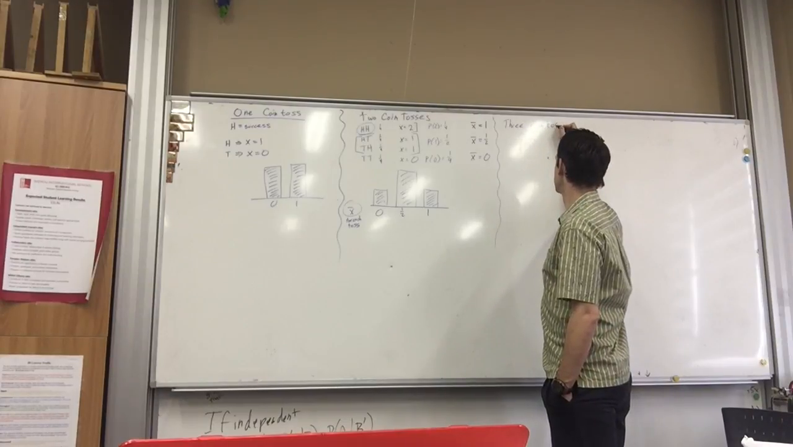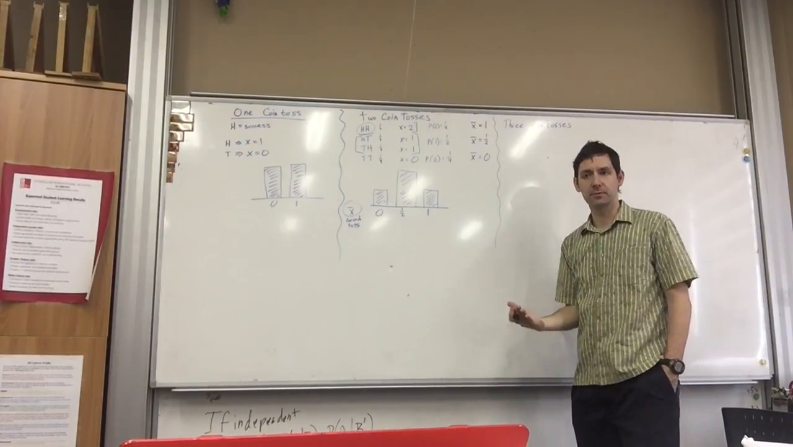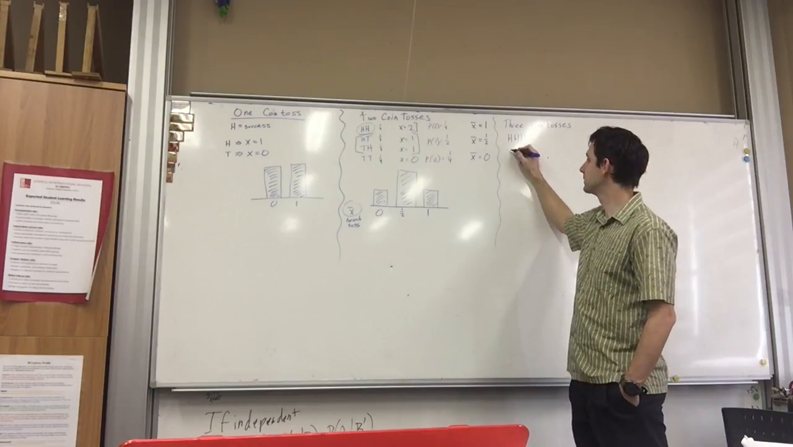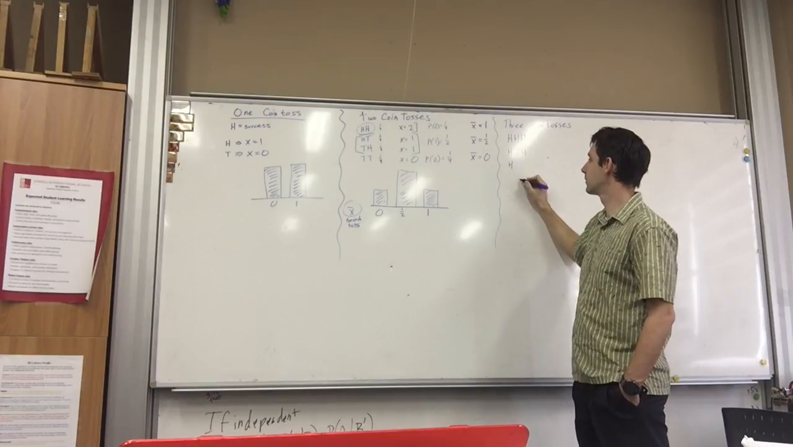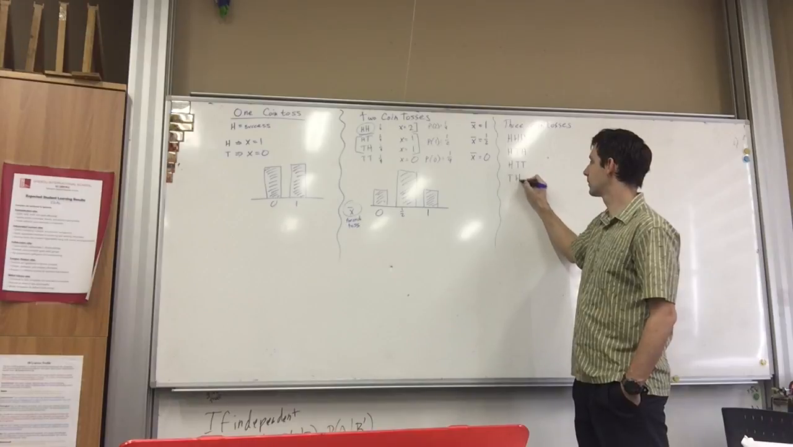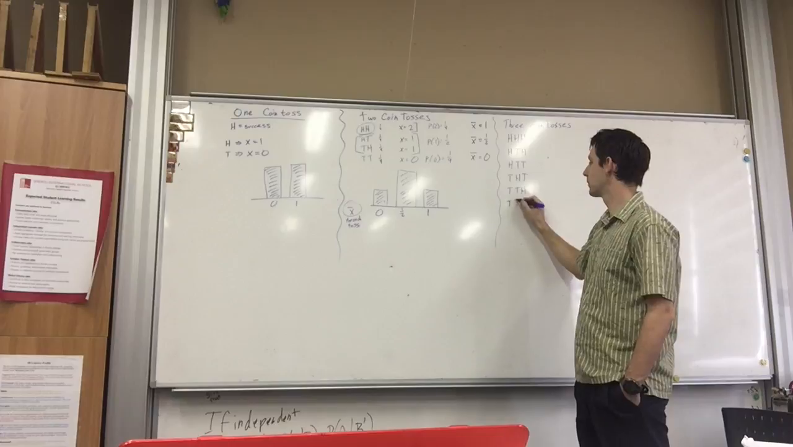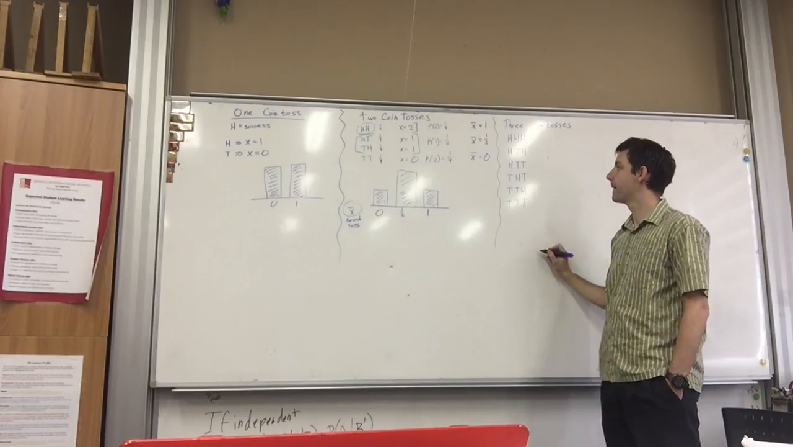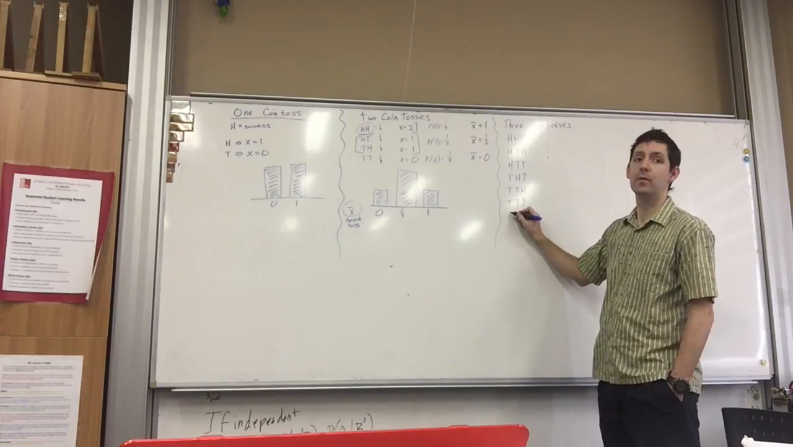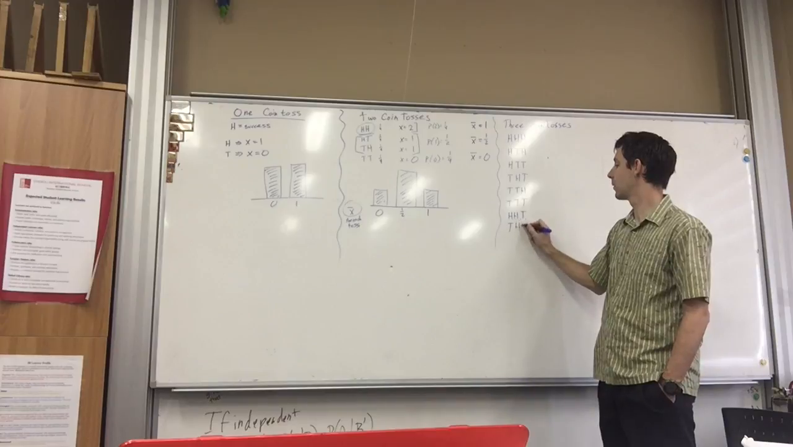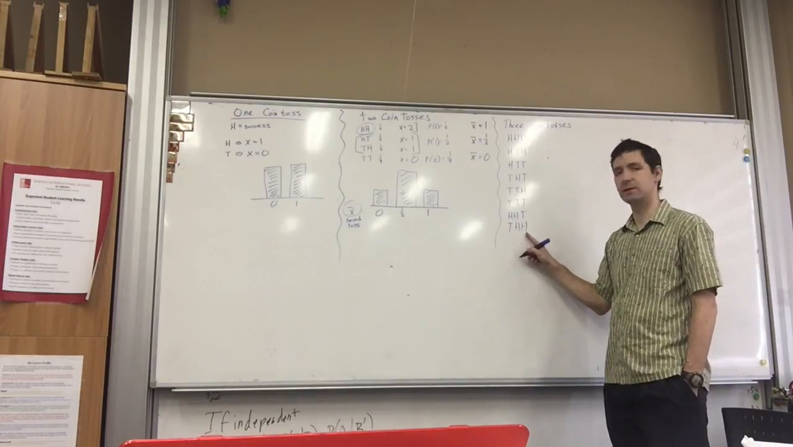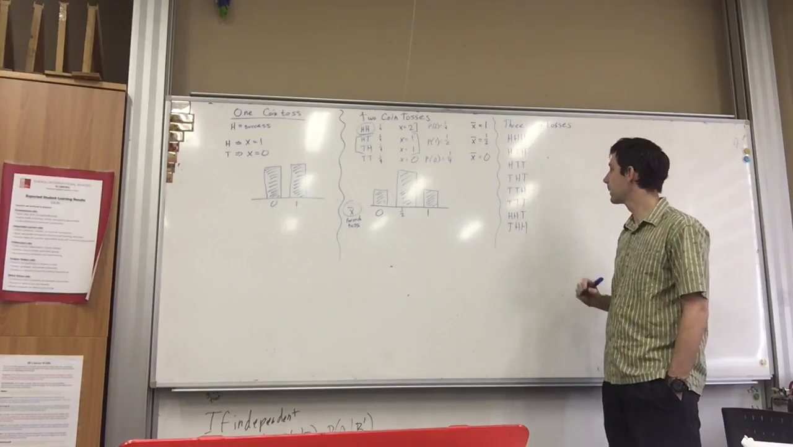How about 3 coin tosses? What are the possible outcomes? I can have heads, heads, heads. What else? Heads, heads, tails. Heads, tails, heads. Heads, tails, tails. Tails, heads, heads. Tails, heads, tails. Tails, tails, heads. Tails, tails, tails. We okay now? 2 times 2 times 2 is 8. We got 8 possibilities.